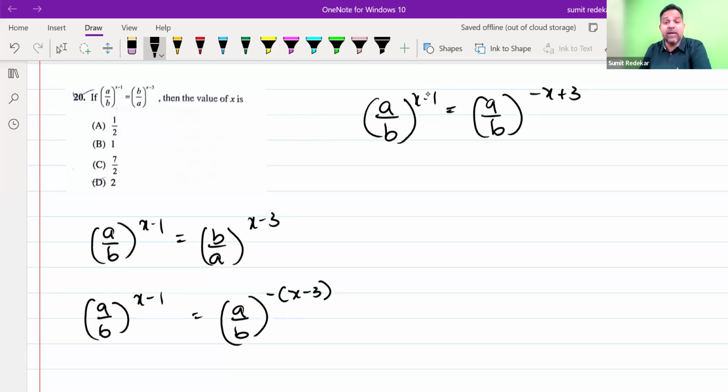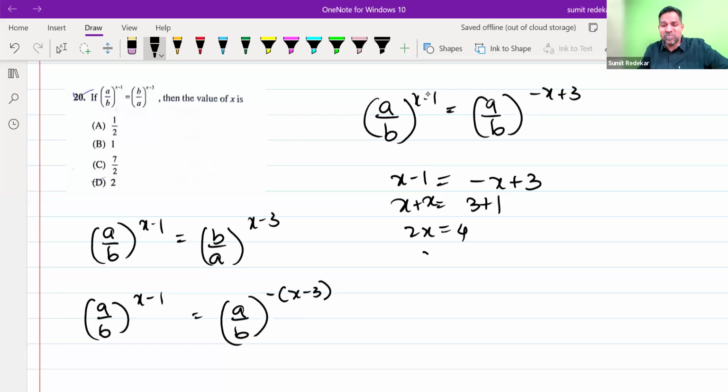Two values are equal, bases are equal, powers have to be equal. x minus 1 is minus x plus 3. So take the negative x to the other side: x plus x is 3 plus 1, 2x is 4, x is equal to 2.